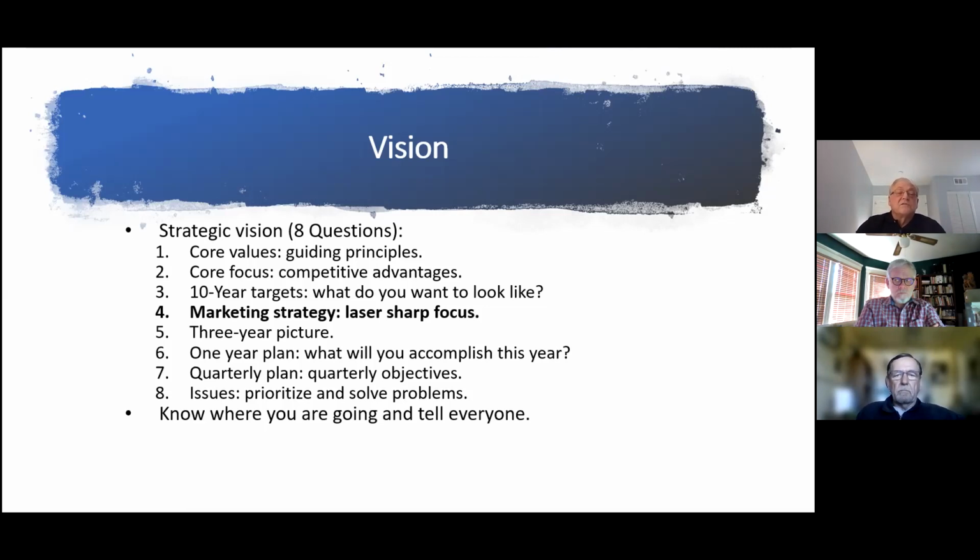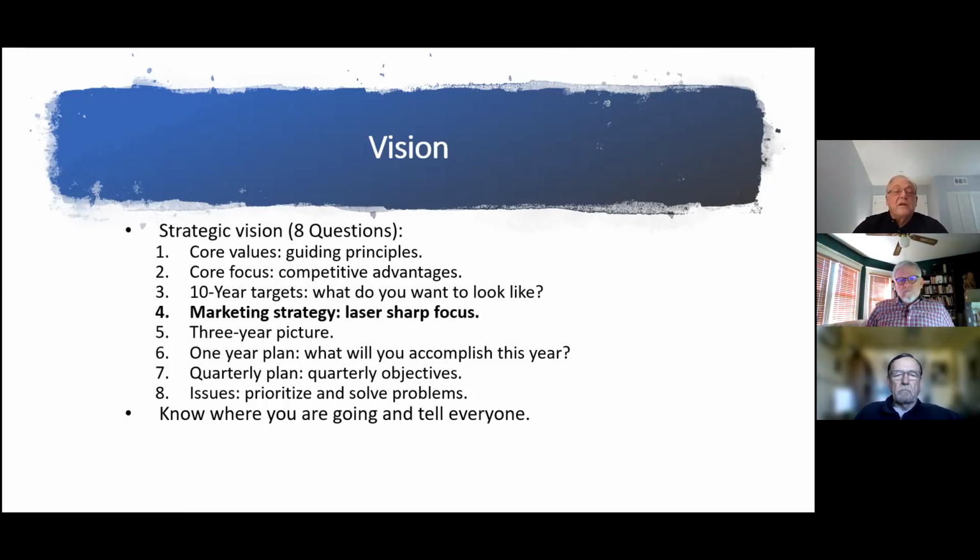Number 2, which we focus on a lot, is core focus. That's the competitive advantage that a company has, and how to take advantage of that competitive advantage to optimize your results. They talk about 10-year targets. What do you want to look like?